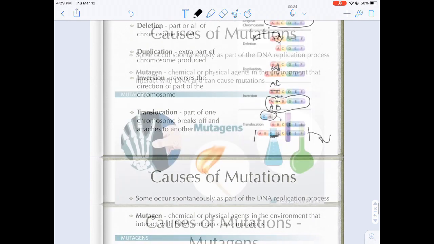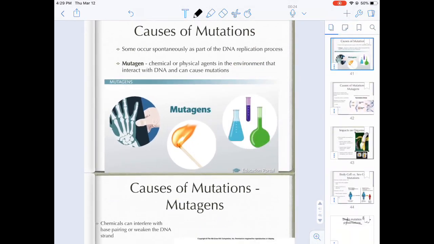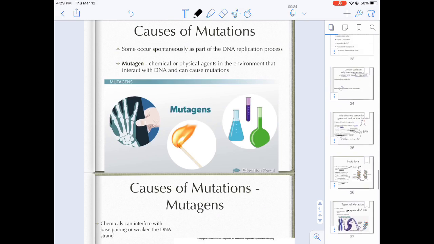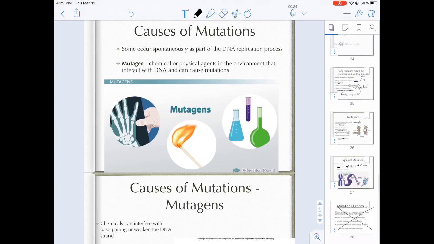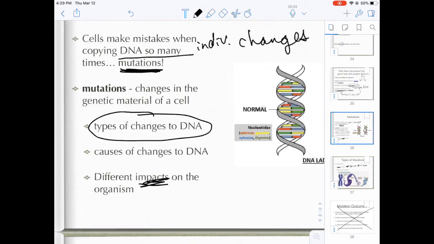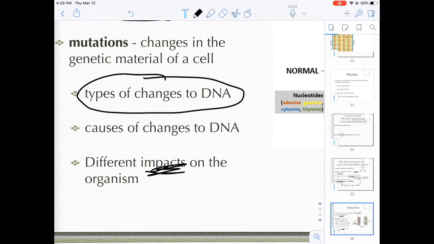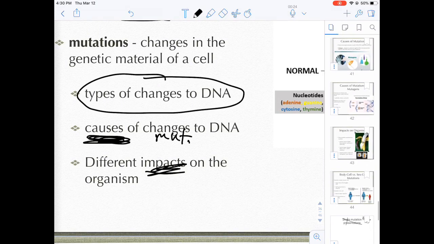Okay, we move from the ways that mutations happen, like the different types of mutations. Now we're going to move into what can cause these changes or these mutations, what can cause them, and then we'll also talk about what the possible impacts are on an organism.